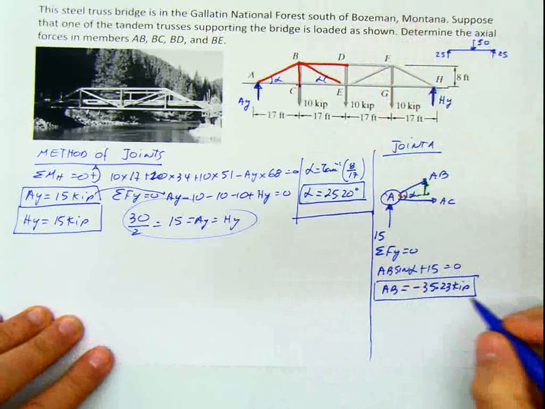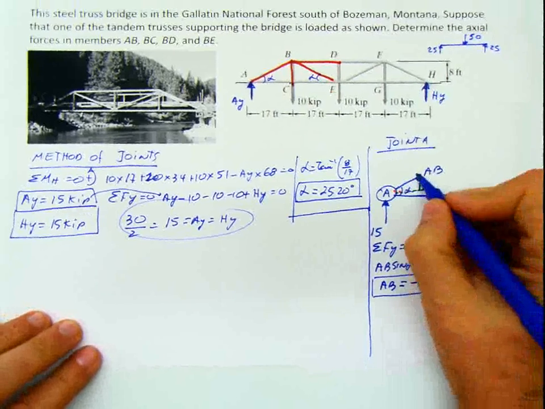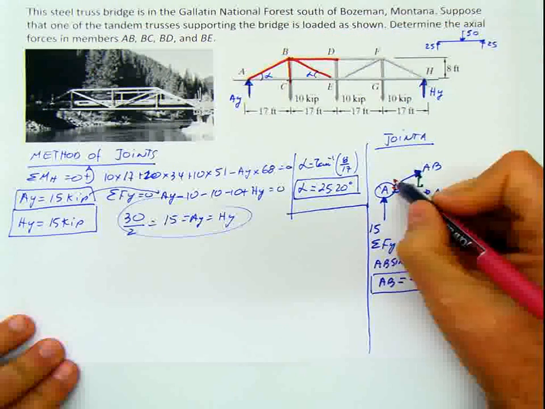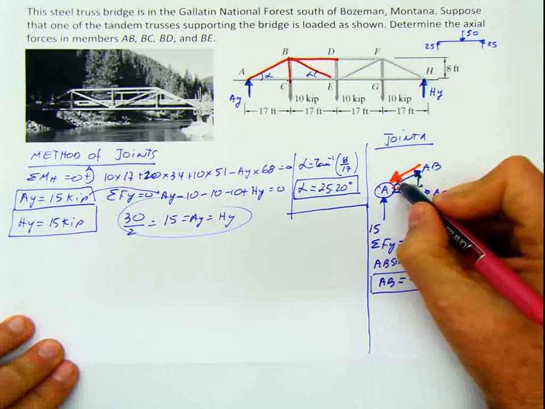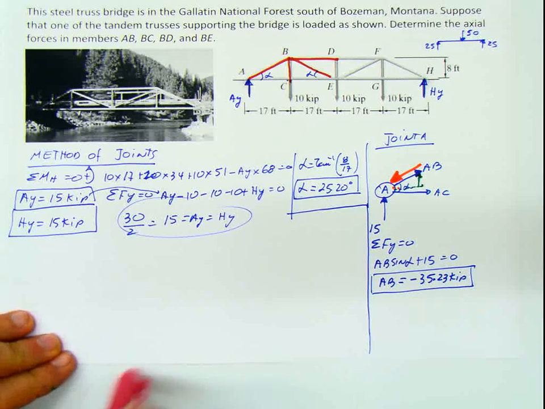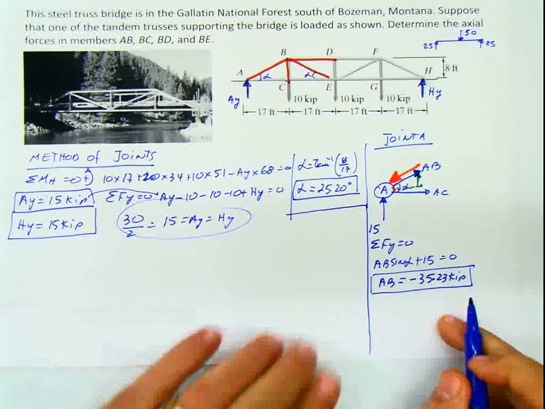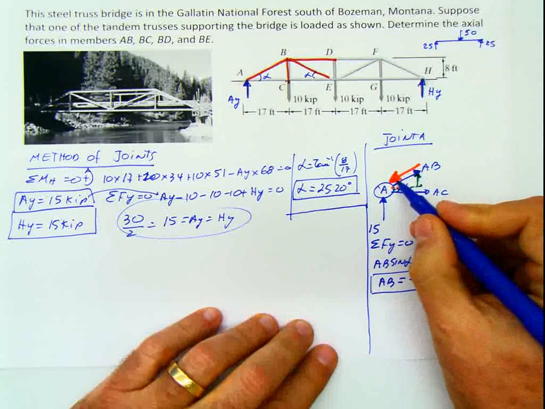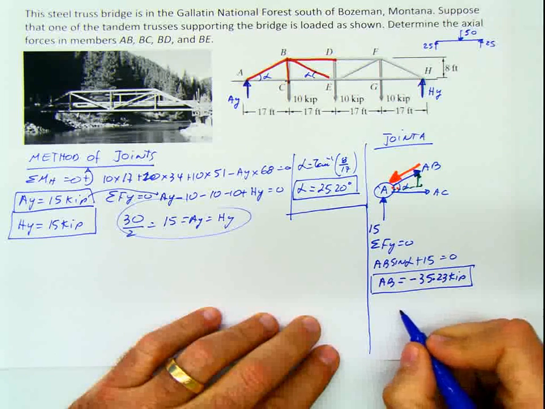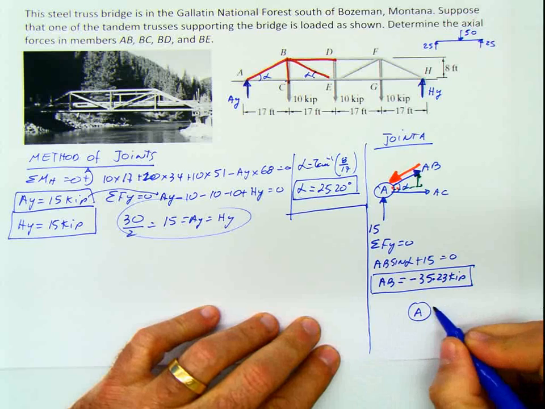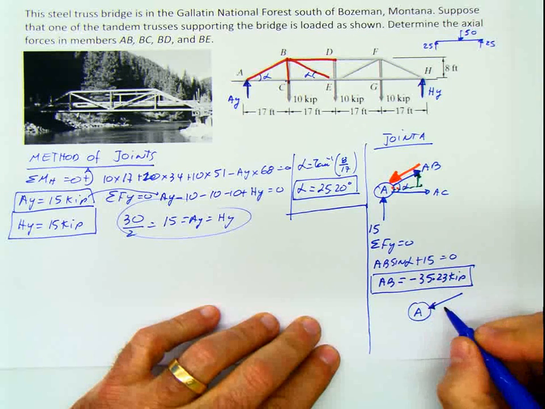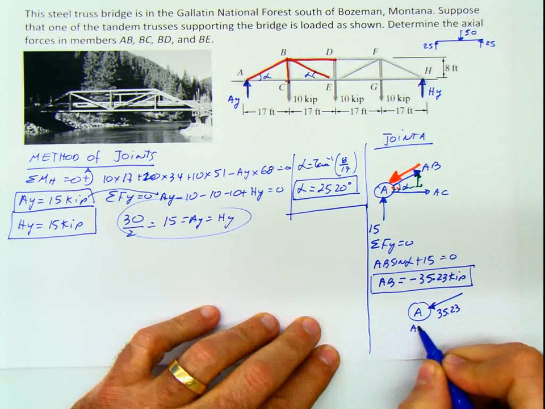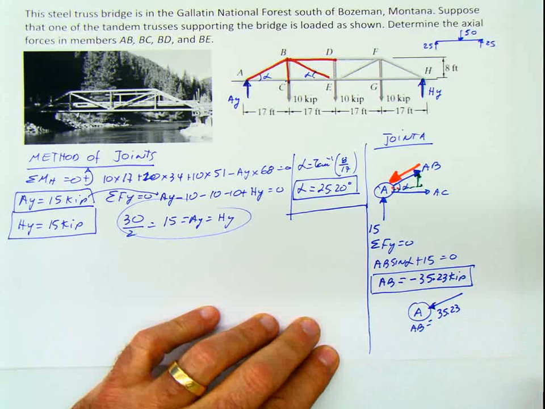Remember, that negative sign indicates that the direction that I assumed here was wrong. And the correct direction for AB is the opposite of what I assumed initially. What I recommend you to do is that immediately, if you get that value negative, immediately change the direction in your drawing over there. And at the same time, put a reminder for yourself here, that the correct value for AB is going to be 35.23 kips.